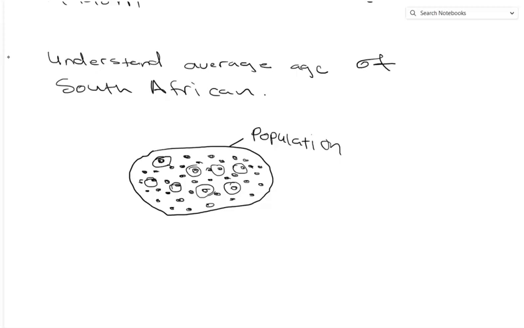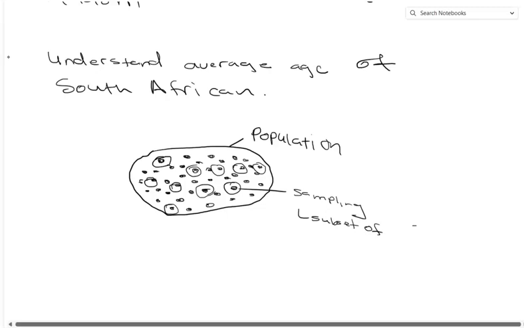Which basically means we're going to go to all the 9 provinces of South Africa, but then we're not going to do the entire province. We're going to choose people at random and ask about their age, right? So that is what is called sampling, which is a subset of a population.